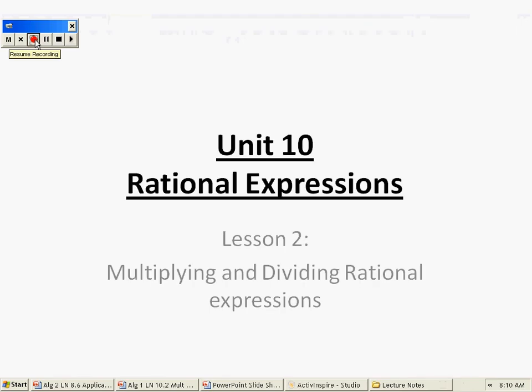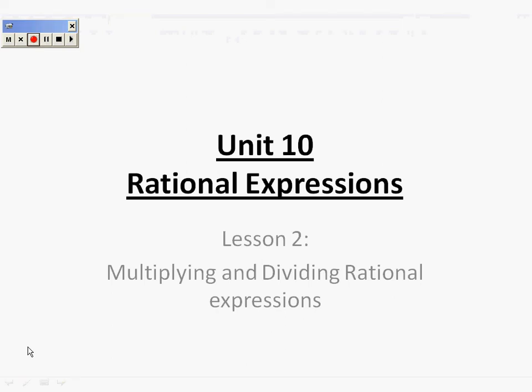Over the next 2 days, we're going to be talking about multiplying and dividing rational expressions. Today, we're just going to talk about the multiplying part. So here's the good news. Well, actually, I'll give you the bad news first. Bad news is it's like what we did yesterday. The good news is it's like what we did yesterday.